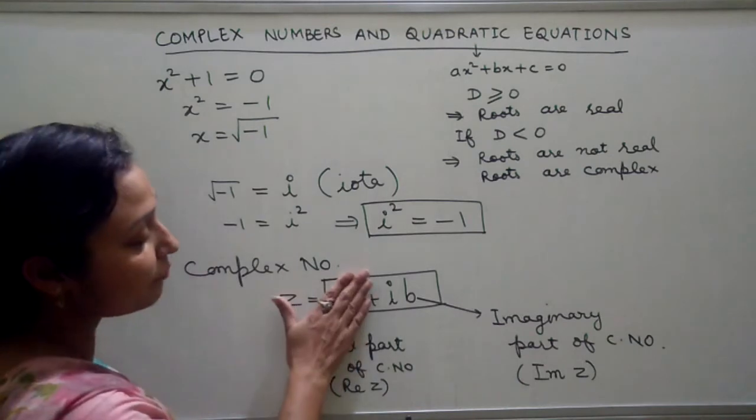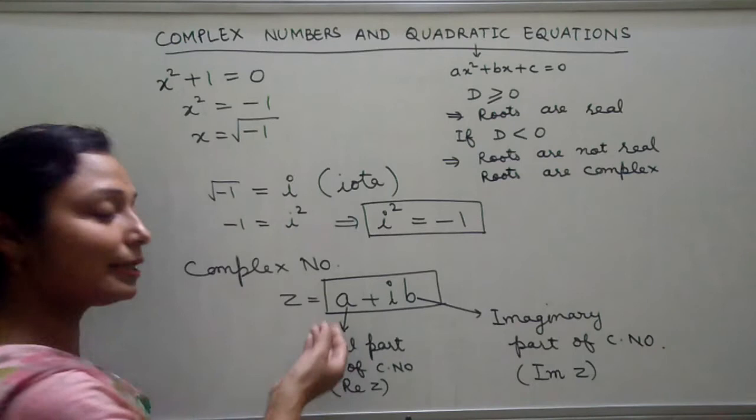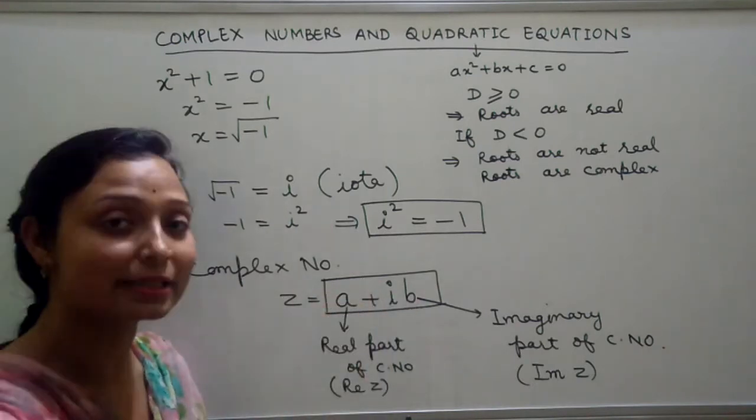If there is no iota, then it is totally real. If there is an iota along with the numbers, then it is a complex number.